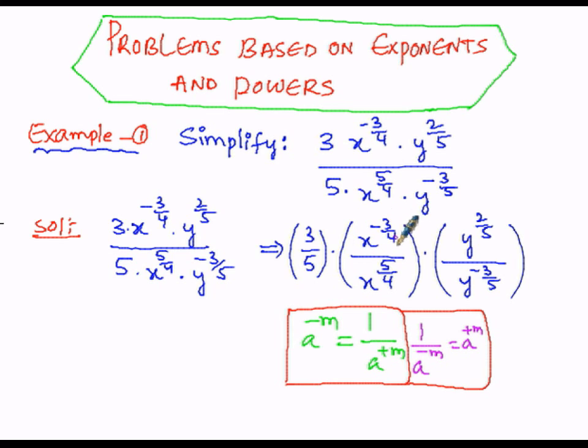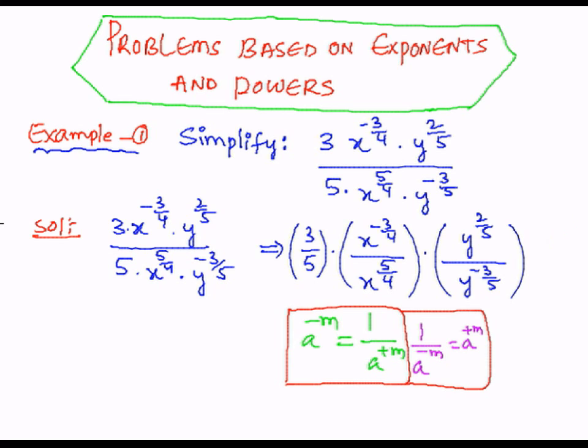x to the power of minus 3 by 4 is similar to a to the power of minus m. When it comes in the denominator place, it becomes a to the power of plus m. So x to the power of minus 3 by 4, when it comes in the denominator place, becomes x to the power of plus 3 by 4 in the denominator. Similarly, y to the power of 2 by 5 will be kept as it is. 1 divided by a power minus m is similar to y to the power of minus 3 by 5, where m is nothing but 3 by 5 here. When it comes over to the numerator, it becomes y to the power of plus 3 by 5 in the numerator.